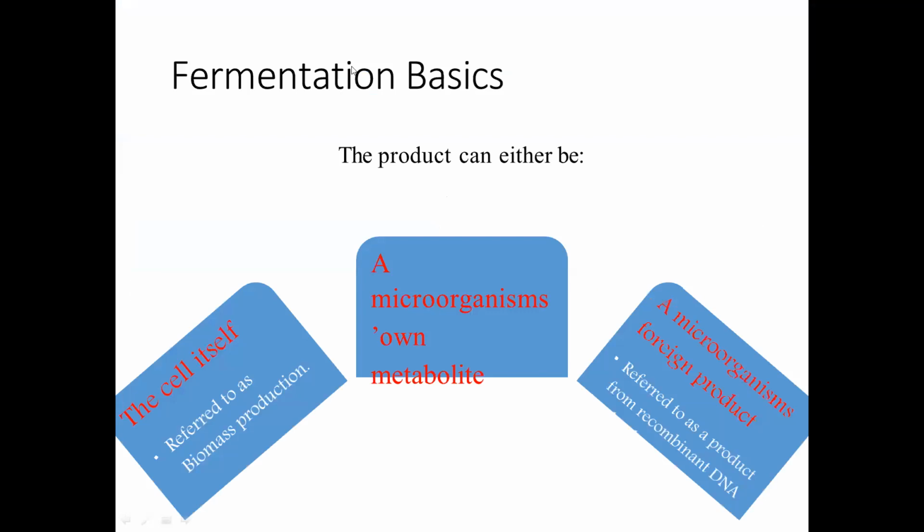So what are the fermentation basics? The product of a fermentation reaction can be either the cell itself, in the sense of the organism which you are selecting. Sometimes you can keep the cell as your product. For example, if you're working on antibiotics and the antibiotic is inside the microorganism, then you want the microorganism alive. This is referred to as biomass production. Next, a microorganism's own metabolite.